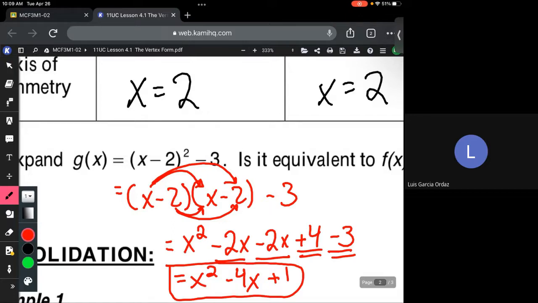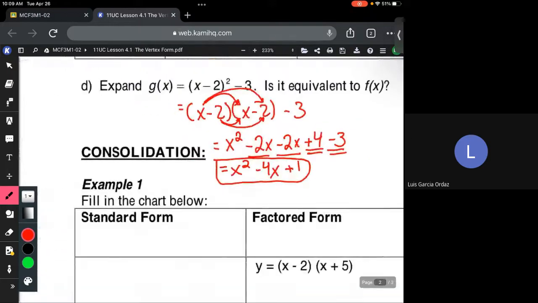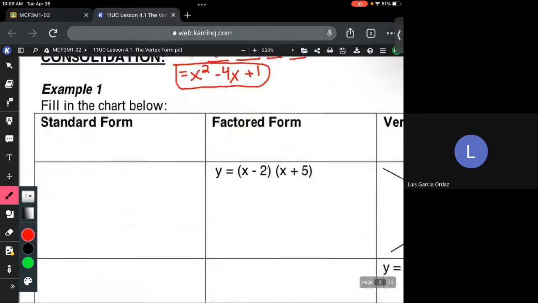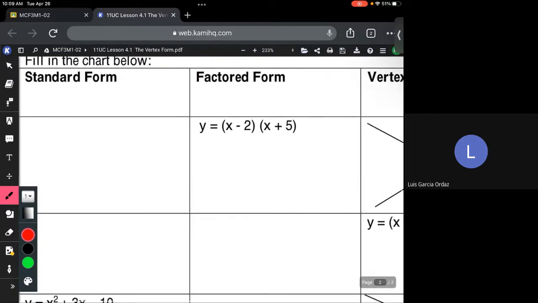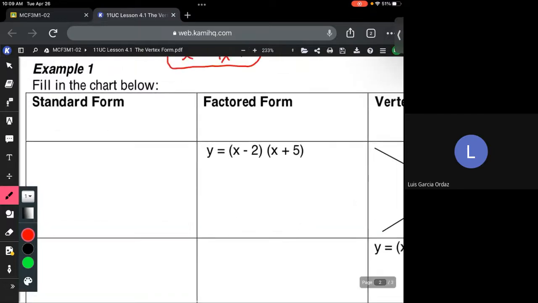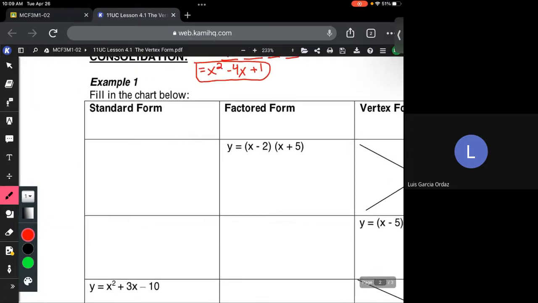You guys want to learn how to complete the square today or Thursday? Can we learn a little bit today? I can teach you how to do it a bit today, and then elaborate on it, because I don't think this lesson teaches how to completely do it yet. So I want to fill in the chart for the next one.